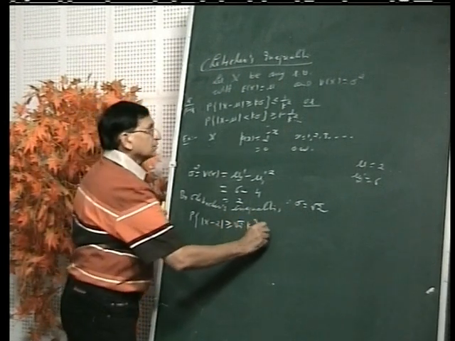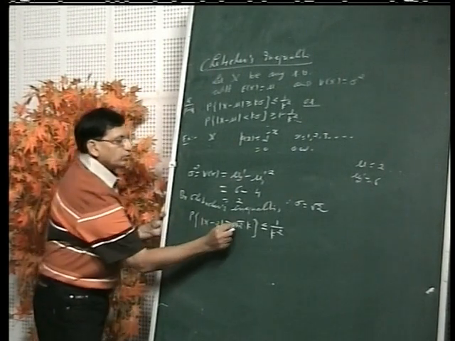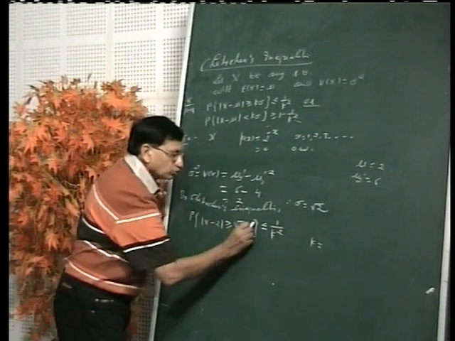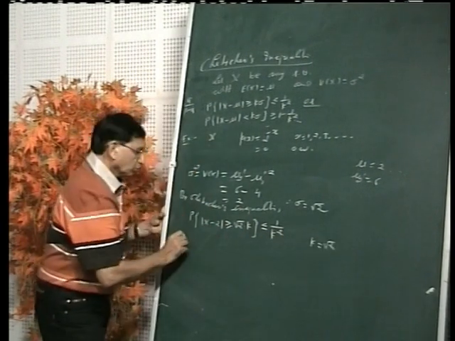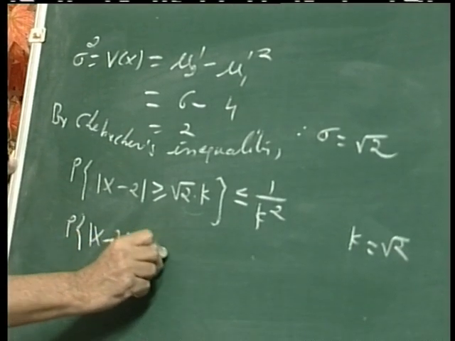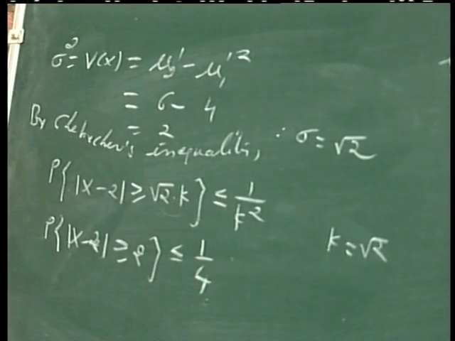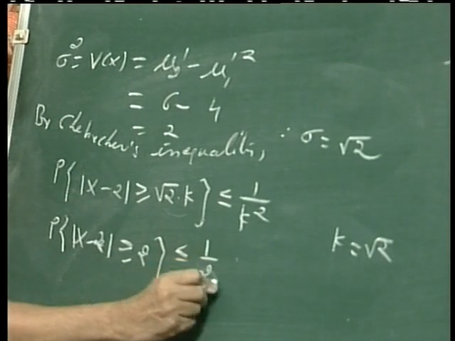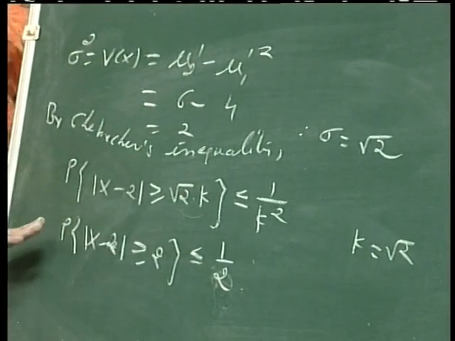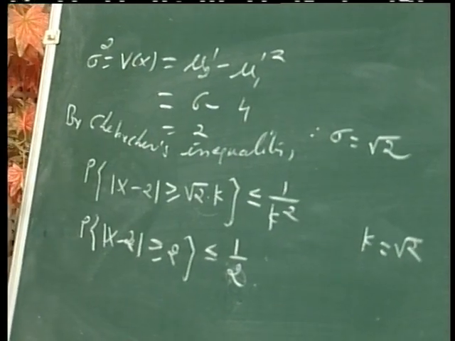is less than or equal to 1 upon k square. Now, in the inequality, if we want 2 here, then choose the value of k such that it becomes 2. Means taking k is equal to root 2, we get probability that mod x minus 2 is greater than or equal to 2 is less than or equal to 1 upon 4. Sorry, 1 upon 2. So probability of this event is always less than or equal to 0.5. So this way we got an upper bound of probability of this particular event using Chebychev inequality.